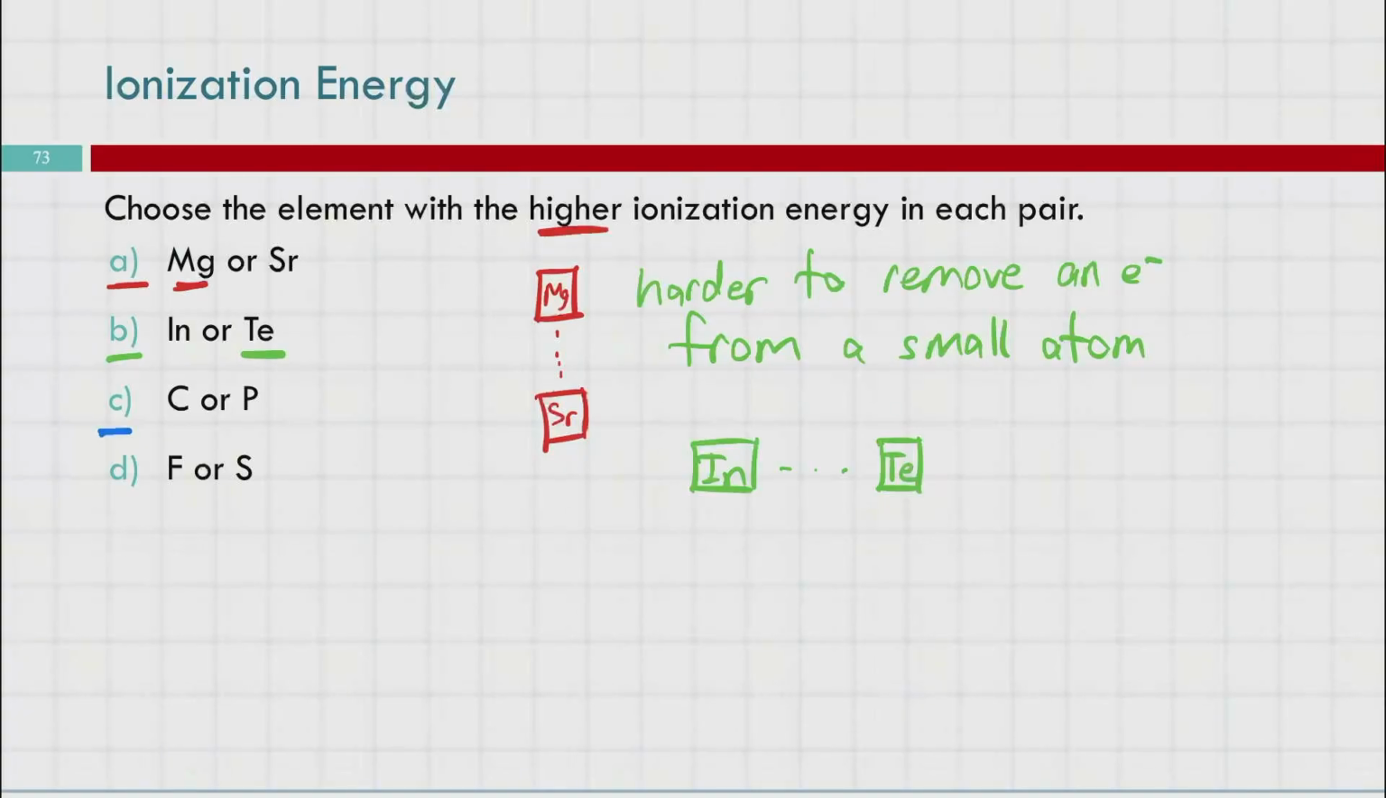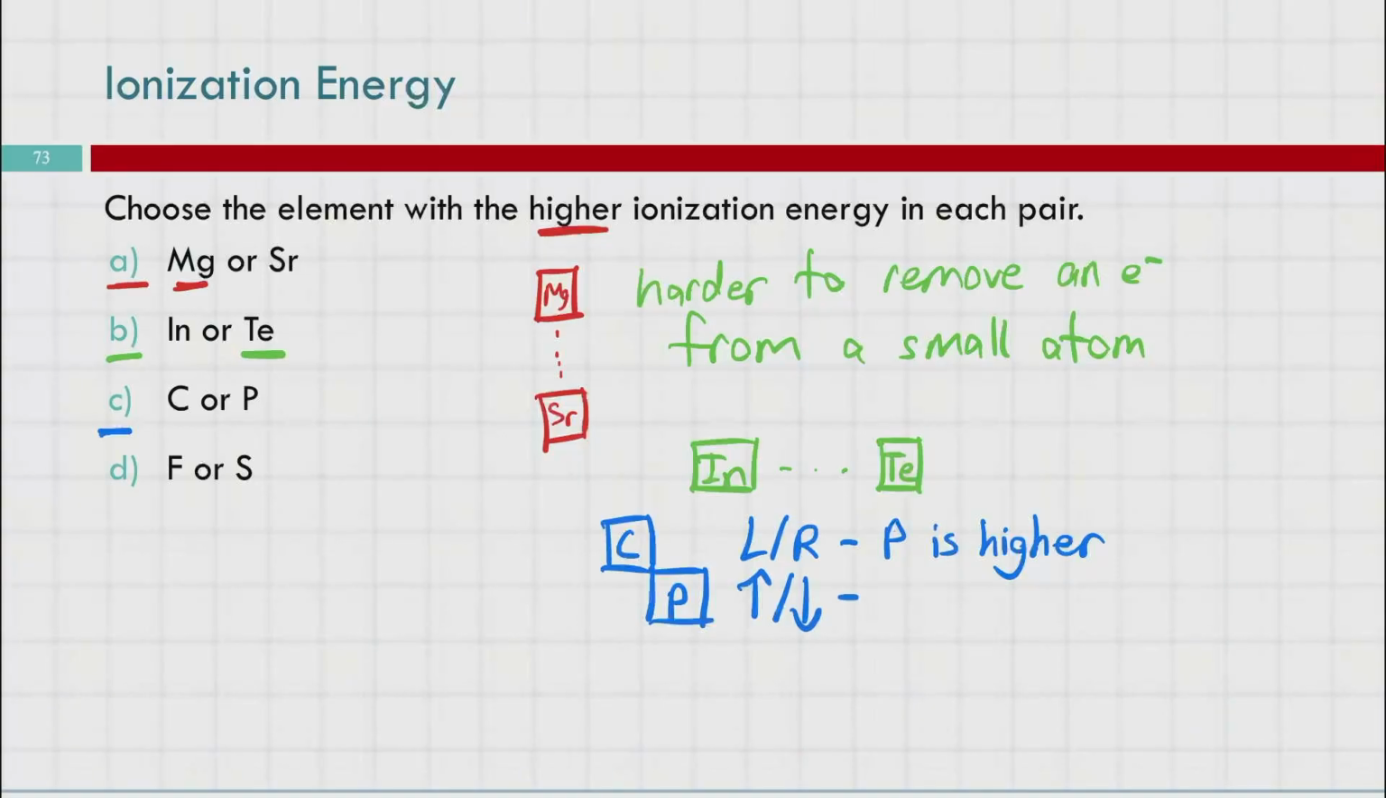And then we've got carbon or phosphorus, and they're located like this. So we've got an increase in energy. Let's look left, right first, actually, because that's what we did last time. So left, right, phosphorus is higher. And if we're looking top, bottom, carbon is higher in terms of energy.